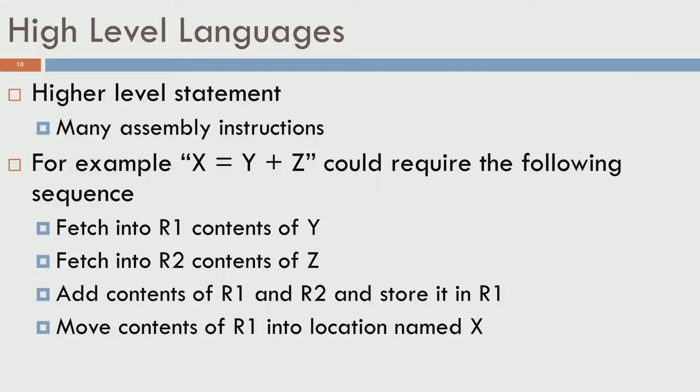So, we would like to operate at a level which is much higher than what the processor can understand, and something that is easier for human beings to program with, and that is how the evolution of high level languages started. And in this course we are going to learn one such high level language, namely C.